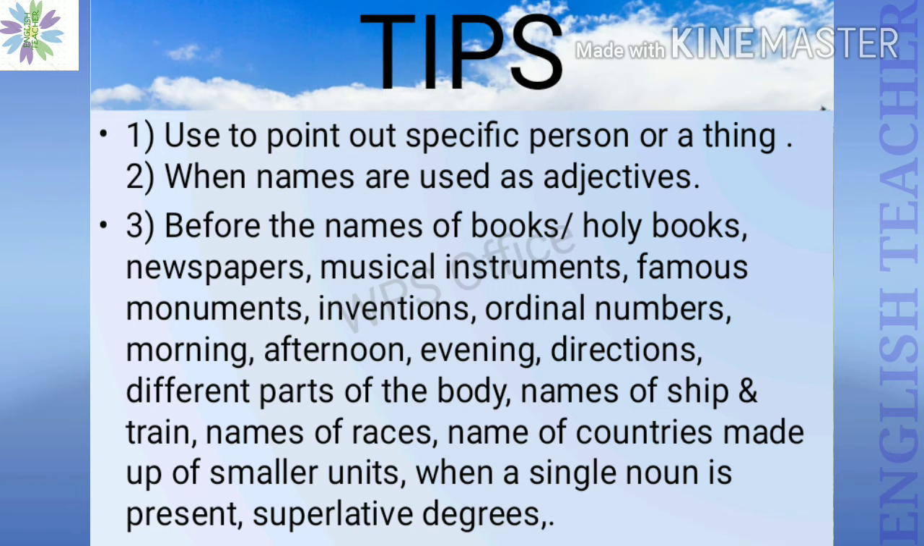Let's look at the tips for the definite article. The definite article the is used to point out a specific person or thing. When names are used as adjectives, the is used. The is used before the names of books or holy books, newspapers, musical instruments, famous monuments, inventions, ordinal numbers, morning, afternoon, evening, directions, different parts of the body, names of ships and trains, names of races, names of countries made up of smaller units, when a single noun is present, and superlative degrees.